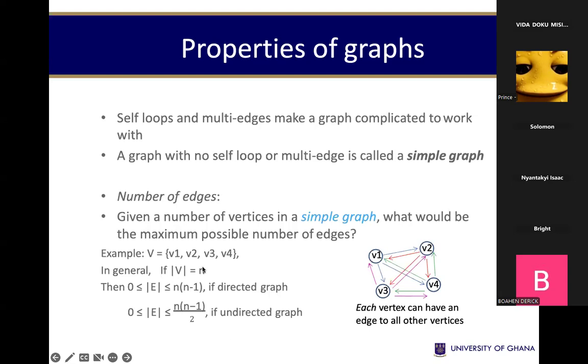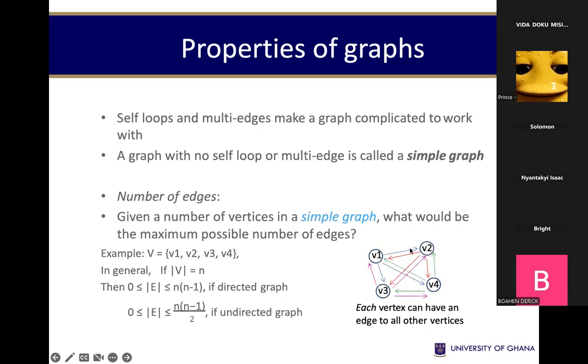So let's prove it and see how it works. In this case, I have 4 vertices: 1, 2, 3, 4. N is 4. So I'm going to have 4 times 4 minus 1, which is 4 times 3, which is 12. So the maximum number of edges I can have in this typical example will be 12. How? Let's look at it. This is from here to here, 1. This is from here to here, 2.